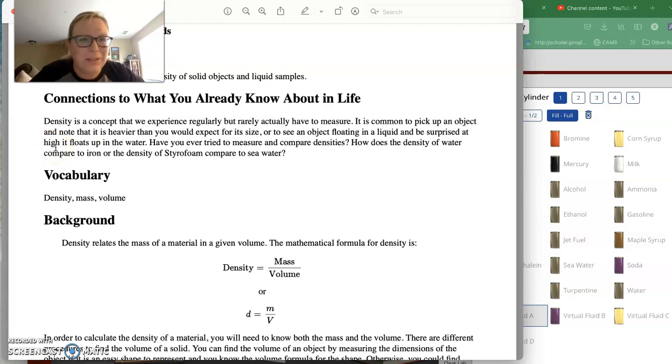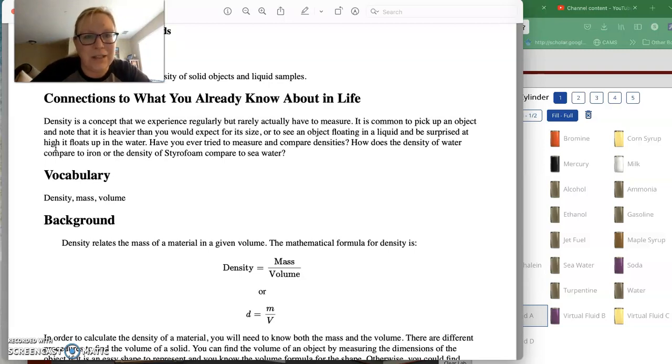I experienced this recently. I ordered some ethanol for the lab, and there were 600 milliliters, and I picked it up expecting it to be like 600 milliliters of water and really heavy. And the density of ethanol is like 0.79 grams per milliliter, where water is 1 gram per milliliter. So it was not anywhere near as heavy as I expected. Even though I've been working with science and density for a long time, density can still surprise me.